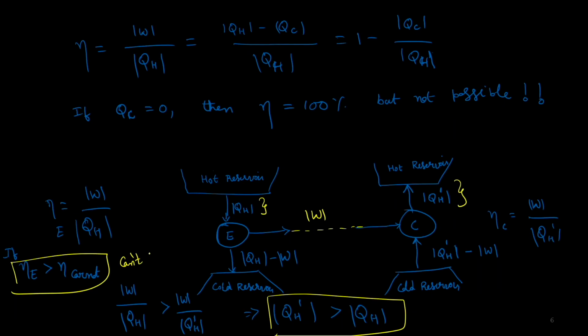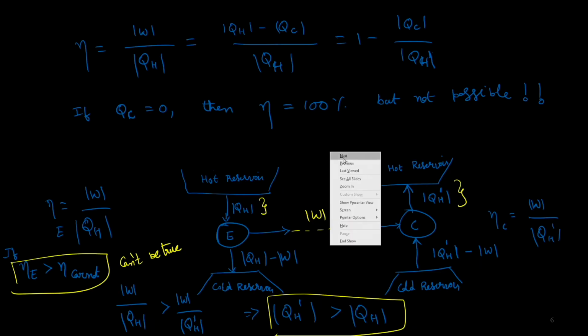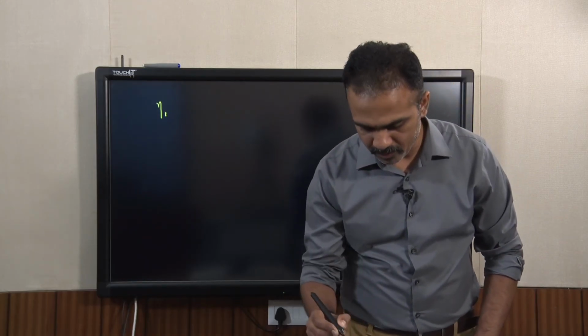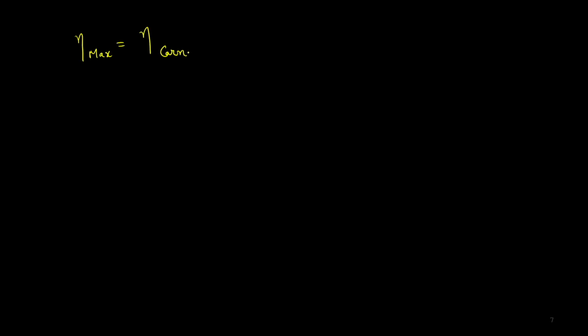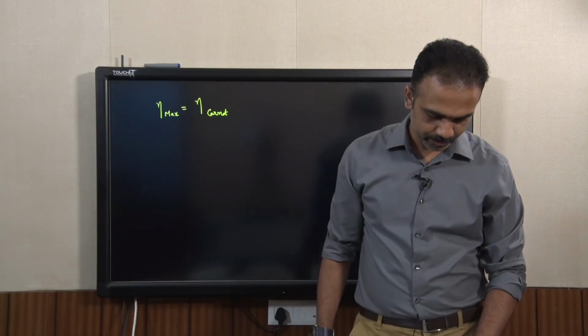So there can be no engine whose efficiency is going to be greater than that of a Carnot engine. So the maximum possible thermal efficiency we can get is going to be that for a Carnot engine. Otherwise, we can build a device which doesn't require any work but will be able to draw heat from a cold reservoir and reject it to the hot reservoir, which is not possible.